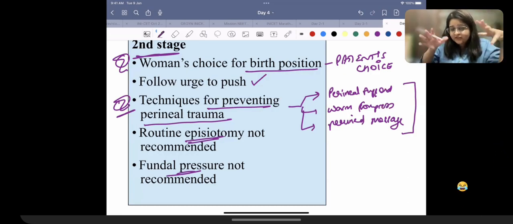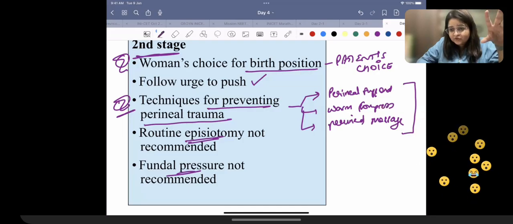तो फंडल प्रेशर ऊपर चढ़ के जो देते हैं, it's very traumatic for both the patient, and I have seen bad complications happening. I've seen splenic rupture happening. It should not be given. Okay, so fundal pressure should not be given. Routine episiotomy should not be given.